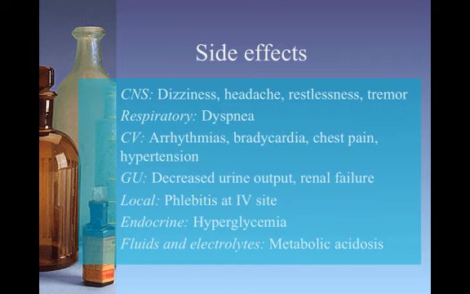On the cardiovascular side, we can cause arrhythmias, bradycardia, chest pain, and hypertension. Genitourinary, decreased urinary output from the vascular squeezing, and renal failure. Local, we have to be sure that this has a patent IV. We can cause phlebitis at the site, or necrosis if it's in the surrounding tissues. As far as endocrine, hyperglycemia can occur. Fluids and electrolytes, we can easily put them into metabolic acidosis, caused by decreased circulation at the peripheral tissues.